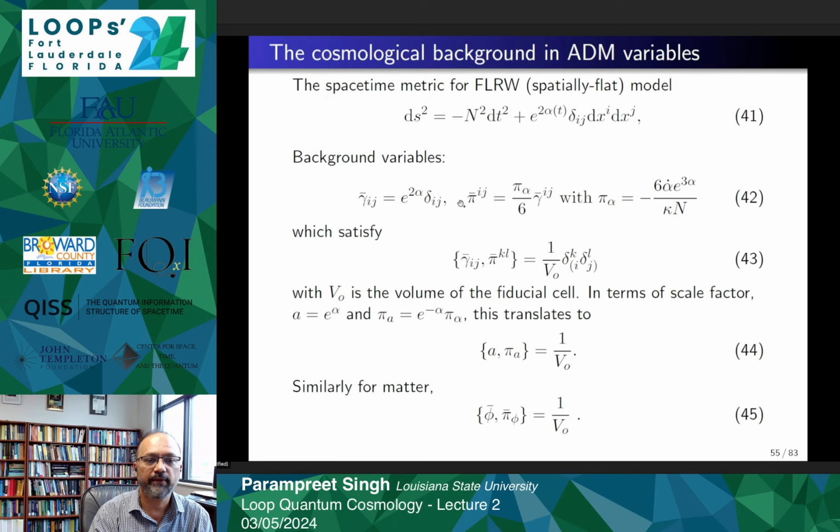And then you can write them in terms of alphas and pi alphas, where pi alpha can be written in terms of alpha dot using Hamilton's equation. And then you can relate them in terms of the scale factor and its momentum, which satisfy these Poisson brackets, which have this 1 over V naught in them. The reason this V naught appears in this Poisson bracket is because my P phi is different from pi phi, which I'm calling now, just to be consistent with Langlois convention. And there is a V naught which will appear.